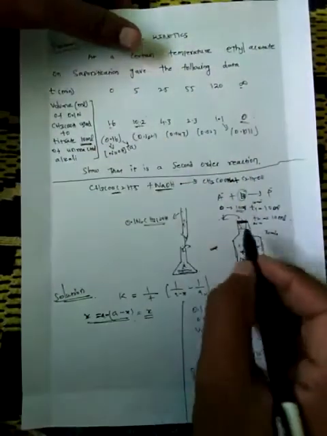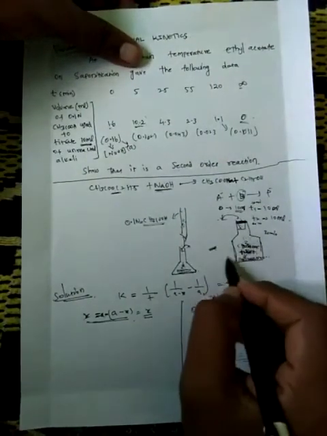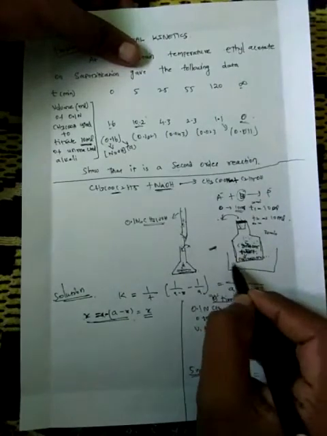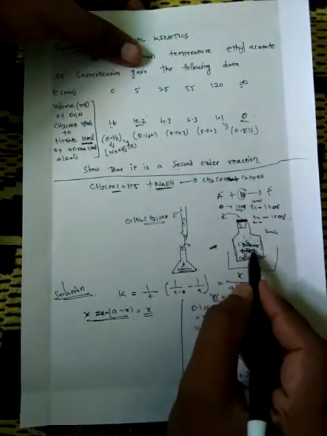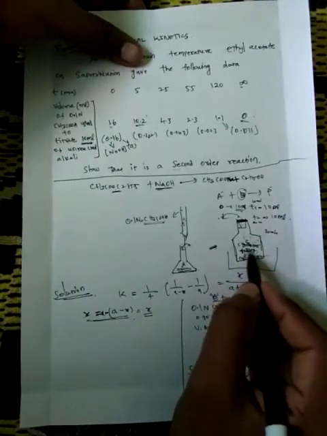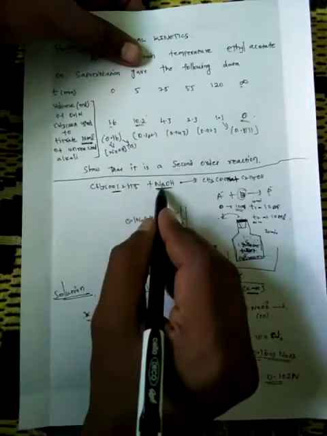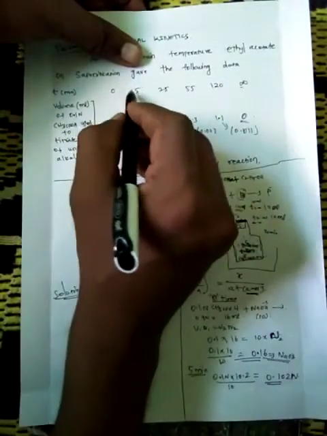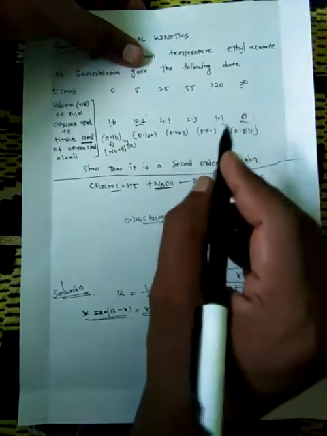So the reaction is going on in the reaction bottle. I'm not disturbing this constant temperature bath. I'm not disturbing this reaction vessel, and I'm taking out the reaction mixture just to monitor how much sodium hydroxide is left unreacted at various times. The concentration of unreacted sodium hydroxide is monitored at various times, that is zero time, 5th minute, 25th minute, 55th minute, 120th minute.